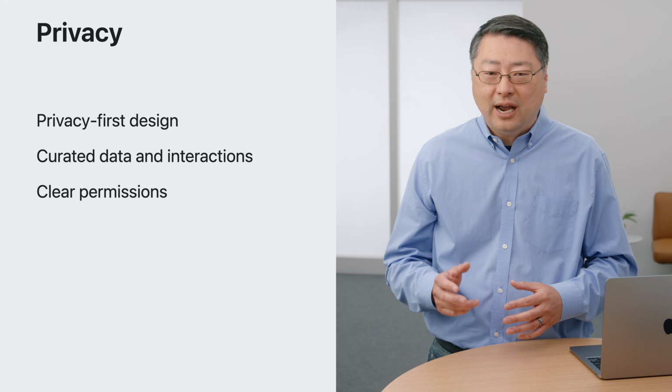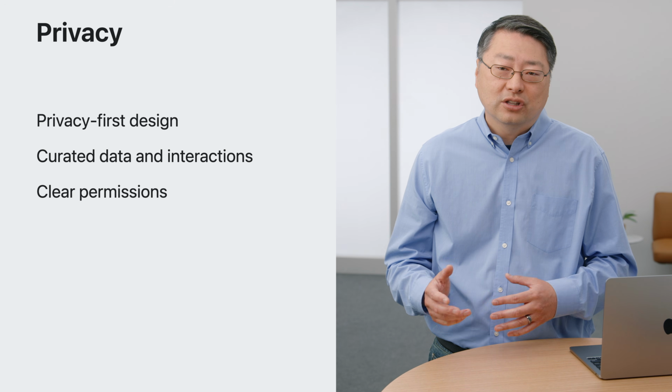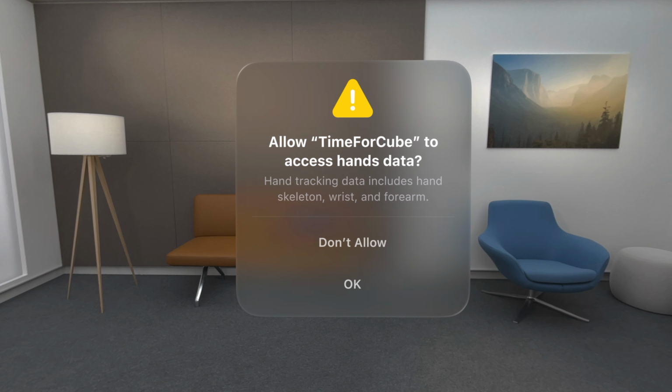For many situations, the system-provided behaviors are sufficient for your app to respond to interactions. In cases where you actually do need access to more sensitive information, the system will ask the people for their permission first. An example would be asking user permission to access scene understanding to detect walls and furniture, or access to skeletal hand tracking to bring custom interactions into your app.